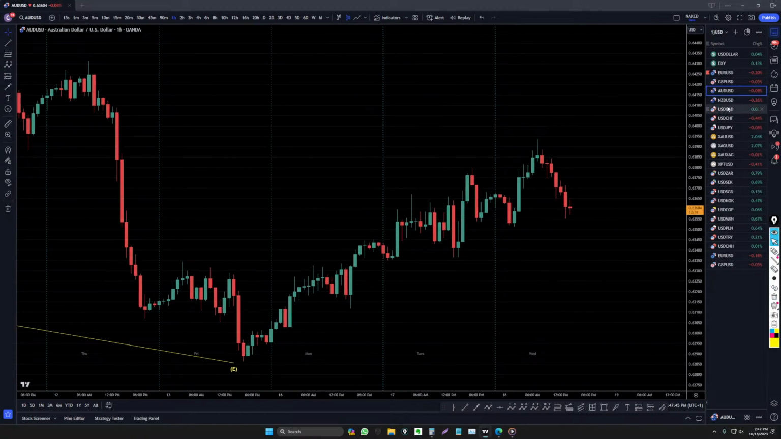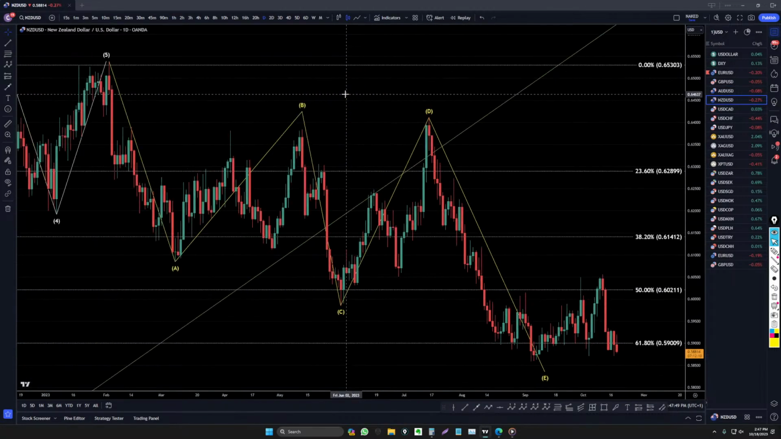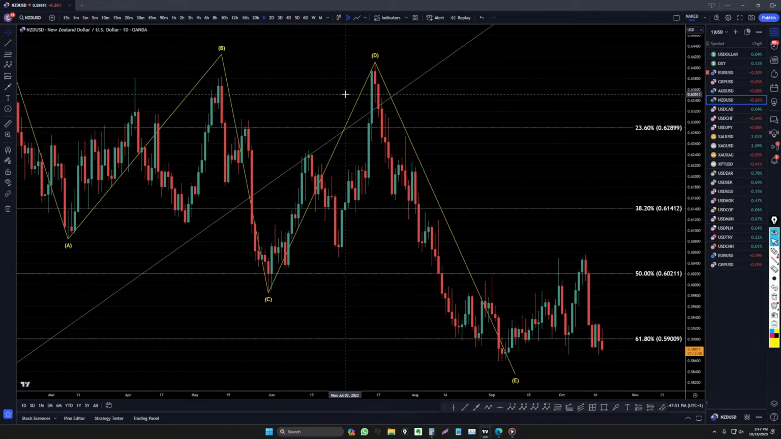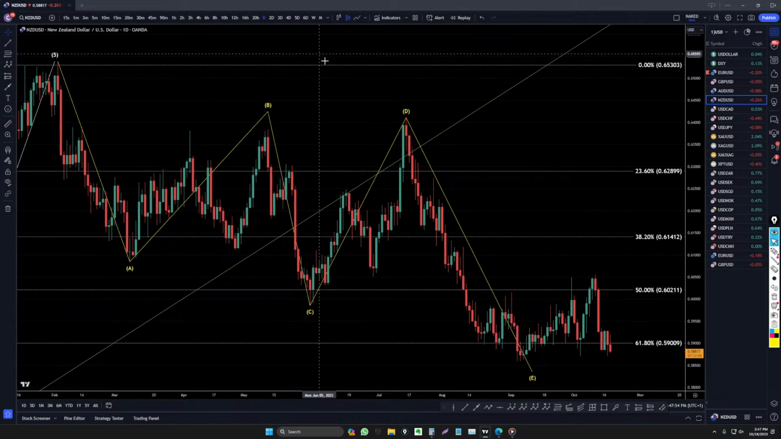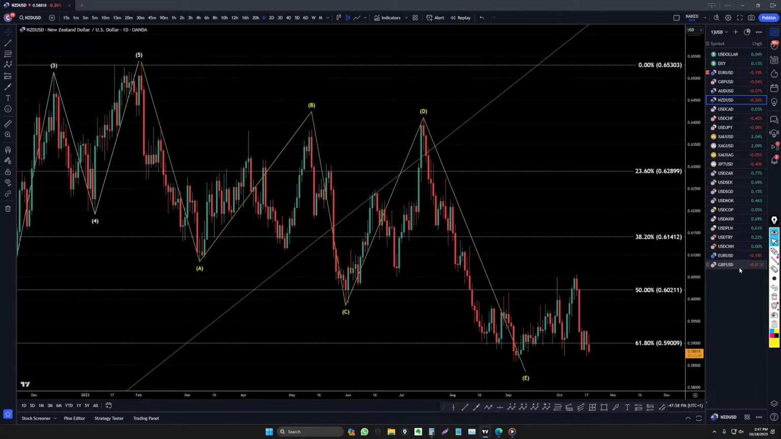So anyways, let's move on to the Kiwi dollar, because the Kiwi is definitely not going up. The Kiwi is quite weak still. And I kind of think this is all one big A, B, C, D, E pattern. And the fact that the Kiwi has made 1, 2, 3 waves down is fitting with the fact that I'm calling this a wave E, because that's what a wave E should be.